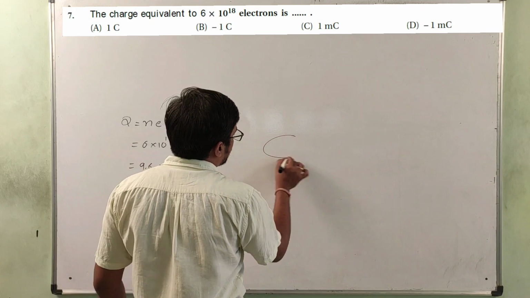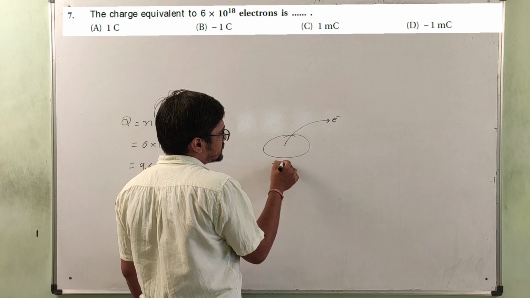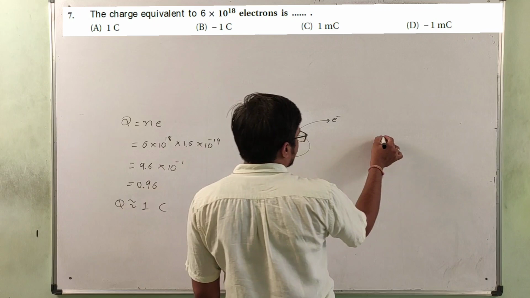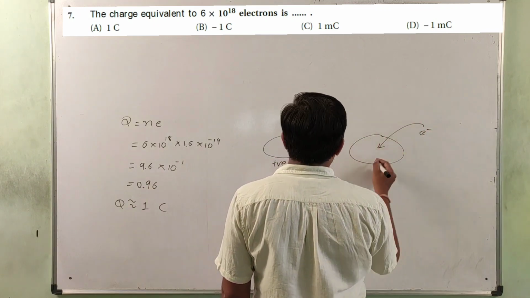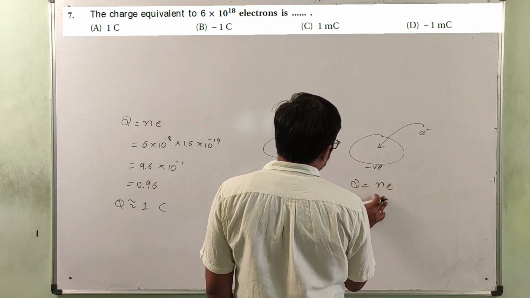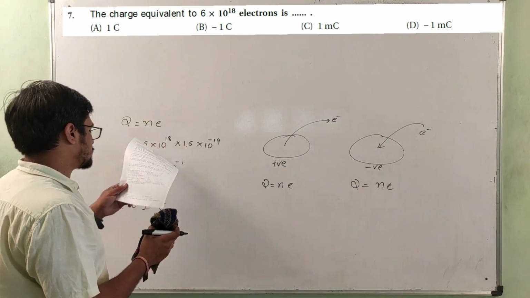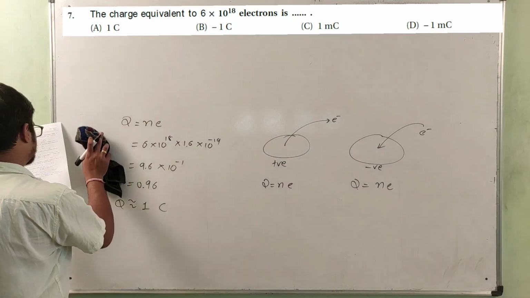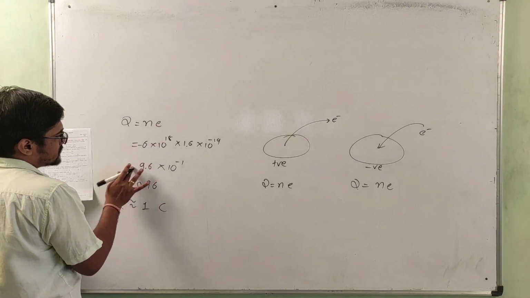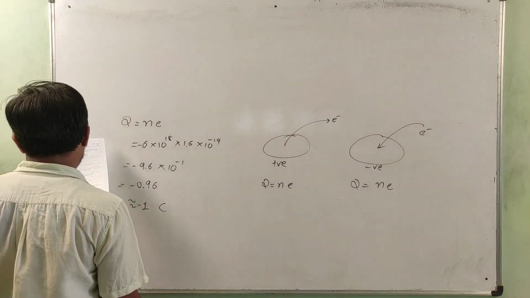So remember that whenever you remove electrons from any body, it becomes positively charged, and the total charge is equal to the number of removed electrons into the charge of an electron. And whenever you add electrons to any body, it becomes negatively charged, and the charge on the body becomes N into e, the number of electrons added into the charge of an electron. Remember this concept. And the charge of an electron is negative, so here also the charge is negative, minus 1 coulomb.